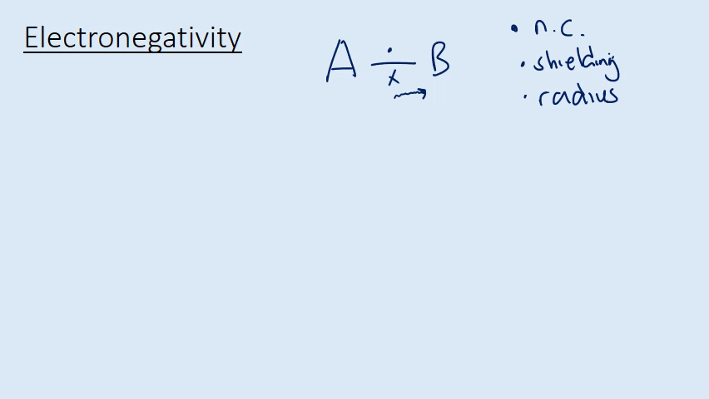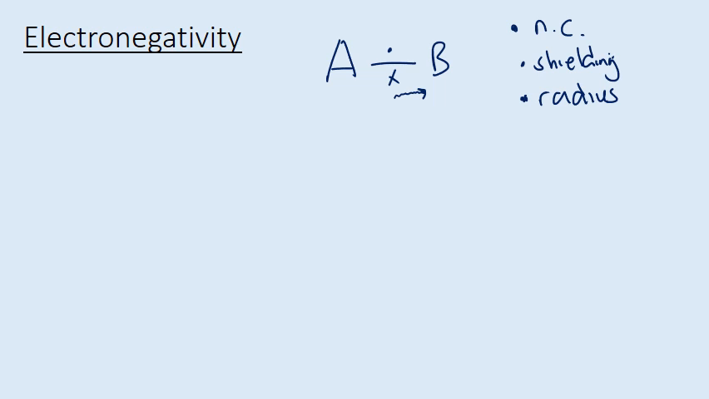You've got a shared pair of electrons between 2 atoms. If one of those atoms is more electronegative, it attracts the electrons towards itself. So it's a measure of the ability an atom has to attract the bonding pair of electrons in a covalent bond. So what affects the electronegativity then? It's the same factors: the nuclear charge, the shielding, and the radius.